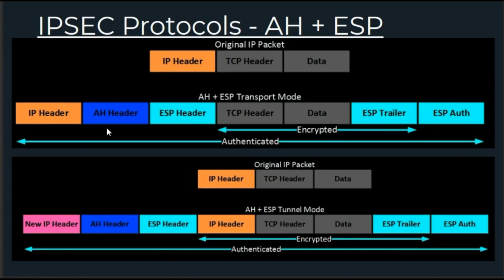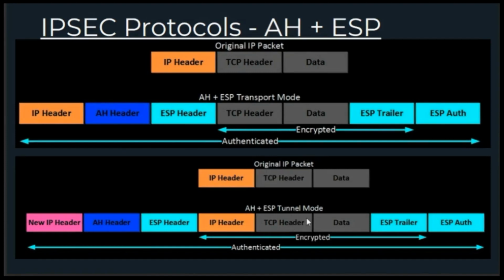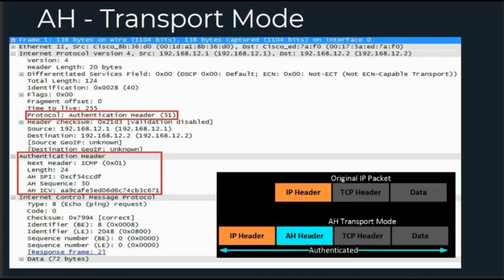Because we use AH, the entire IP packet is authenticated. Now let's look at tunnel mode, where we use a new IP header. For AH and ESP, the original IP packet will be completely encrypted and everything will be authenticated thanks to AH.